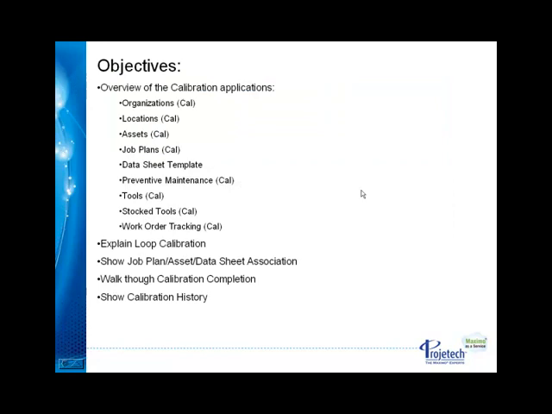Objectives. Overview of the Maximo calibration applications, and those are organization, locations, assets, job plans, data sheets, preventive maintenance, tools, stock tools, and work order tracking. I will explain how the loop calibration works. I will show you how the job plan, asset, and data sheet are associated together. We will walk through a calibration completion, and then we'll show the calibration history.